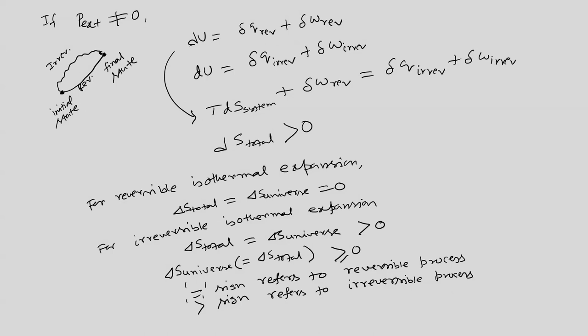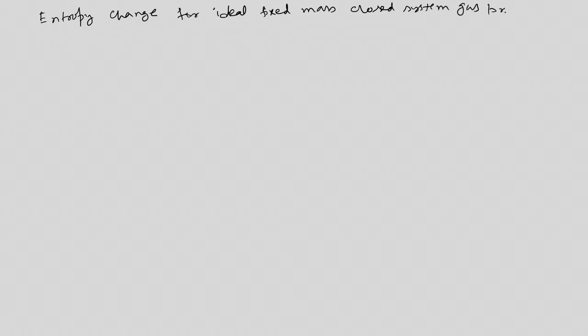Now, we will consider different cases and we will see how we can calculate delta S system. So, we will calculate entropy change for ideal gas processes, for a fixed mass closed system.